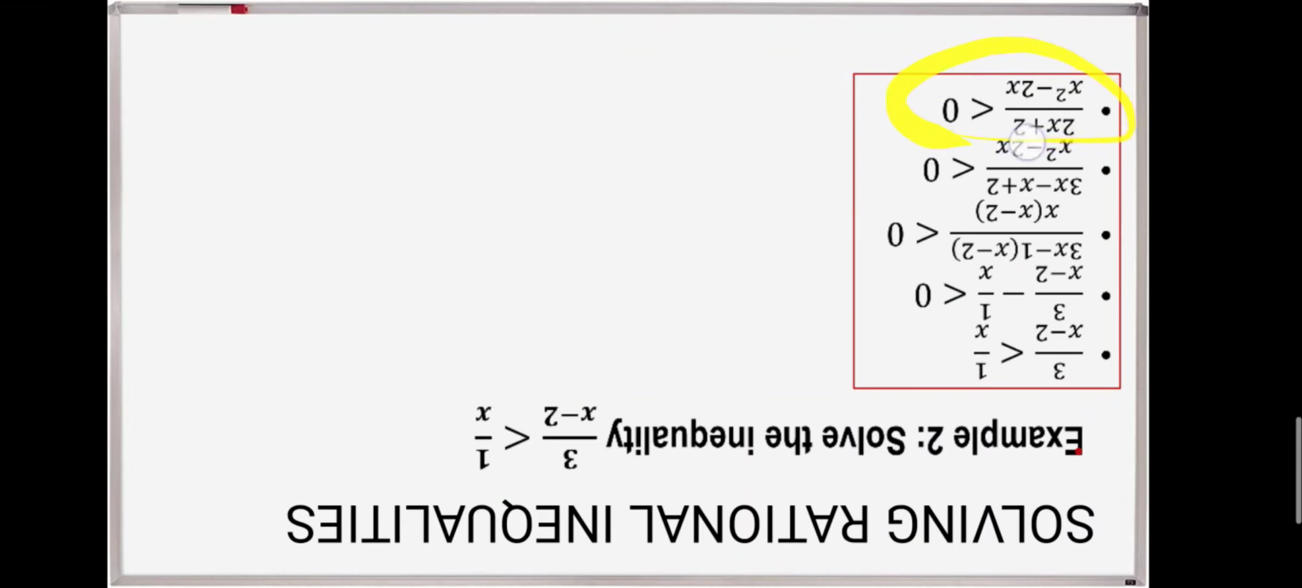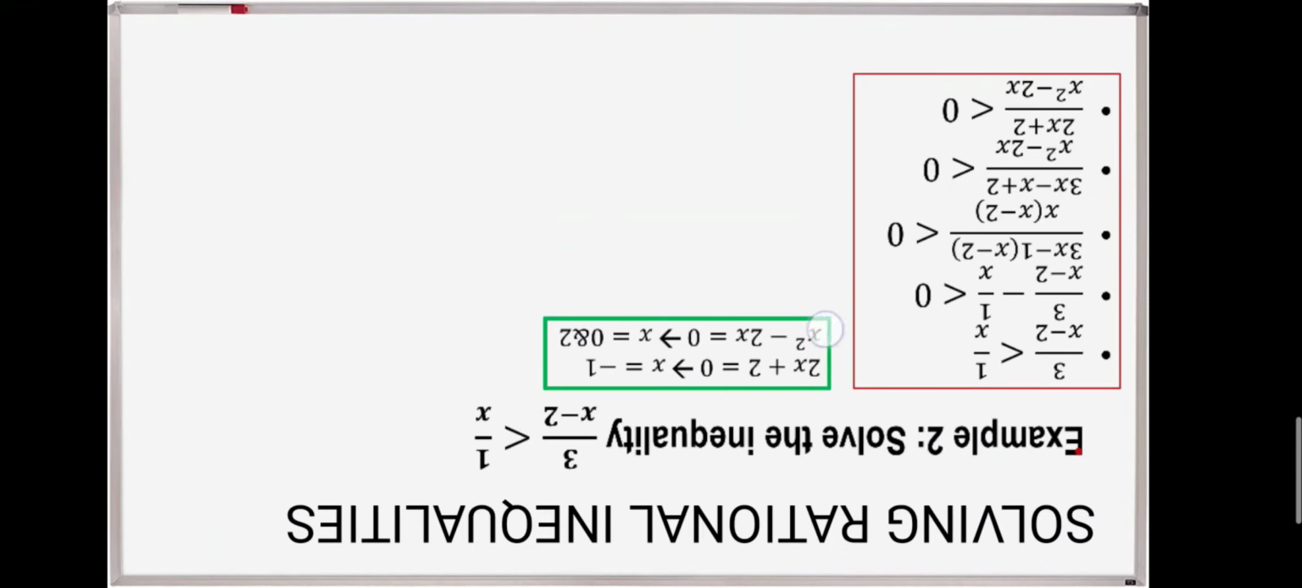Again, the next step is you have to equate the numerator and the denominator to 0. So, here we have 2x minus 2 is equal to 0. And when we solve for x, that is 2x is equal to negative 2, divide both sides by 2, we have x is equal to negative 1.